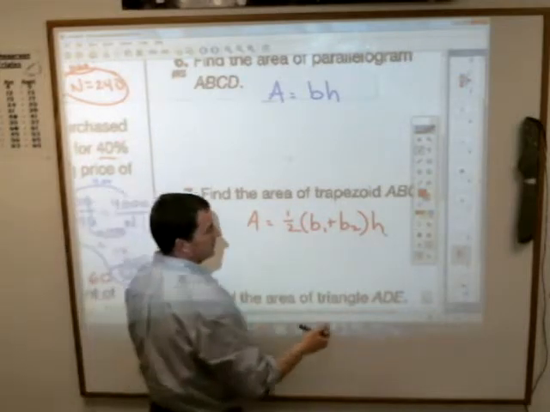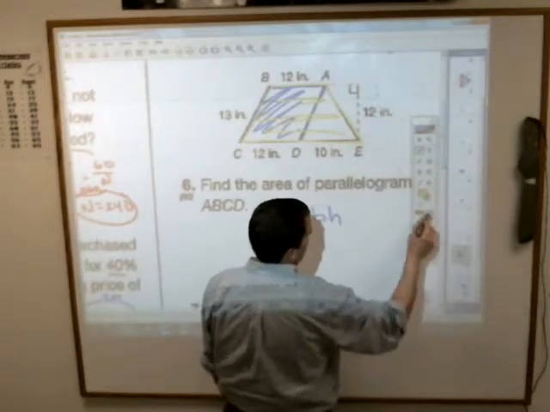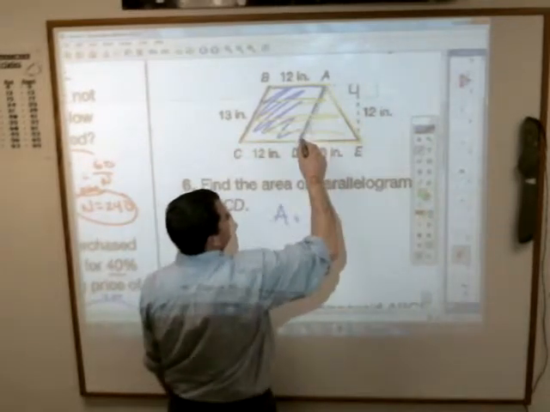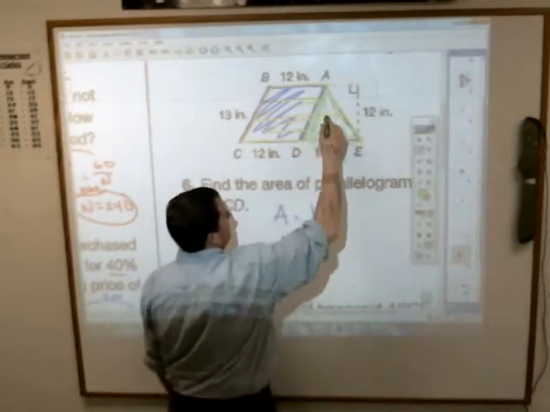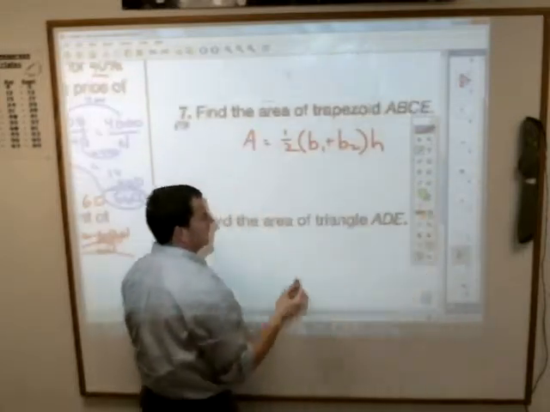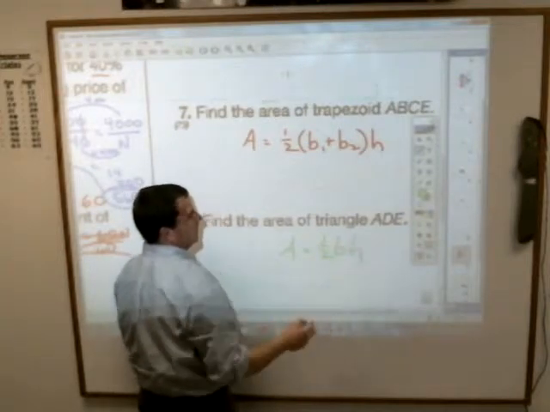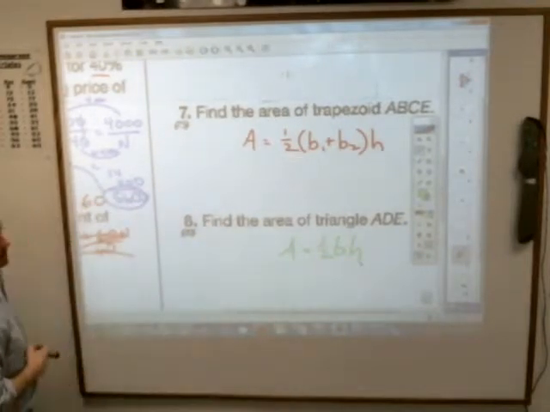And then for the last one, it said triangle ADE. So triangle ADE is this one right here. That's the area they want you to find for that third one. And the formula for a triangle is 1/2 base times height. I strongly recommend that you jot their formulas down.